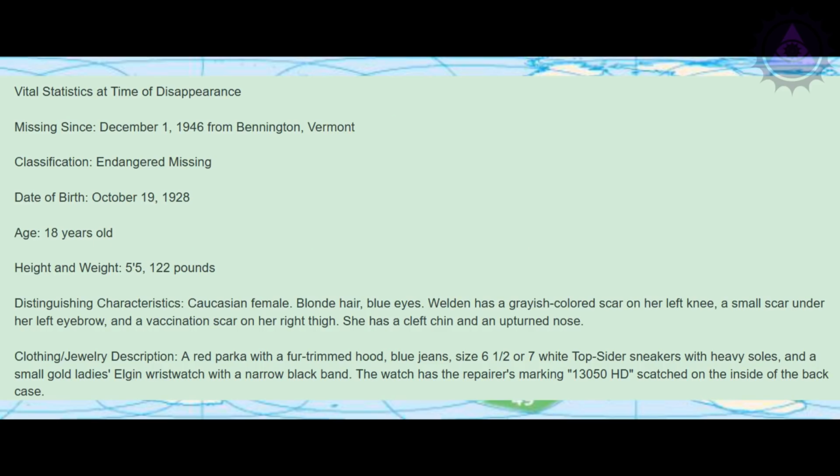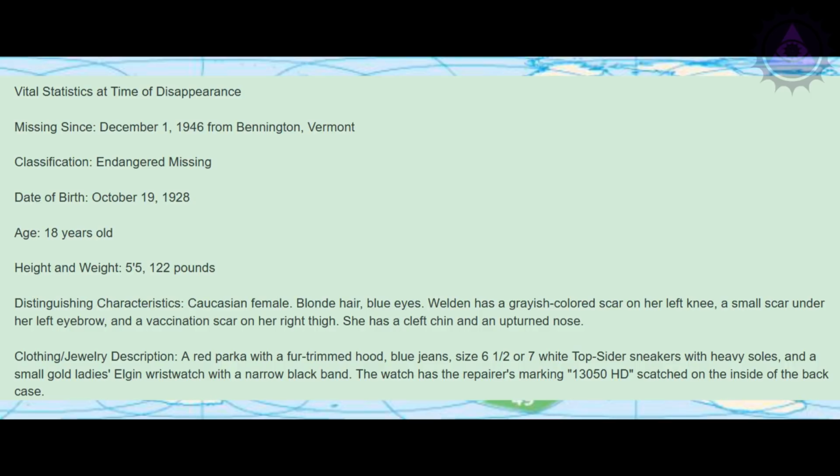Vital statistics at time of disappearance: missing since December 1, 1946 from Bennington, Vermont. Classification: endangered missing. Date of birth: October 19, 1928. Age: 18 years old. Height and weight: 5'5", 122 pounds. Distinguishing characteristics: Caucasian female. Blonde hair, blue eyes. Welden has a grayish-colored scar on her left knee, a small scar under her left eyebrow, and a vaccination scar on her right thigh. She has a cleft chin and an upturned nose.